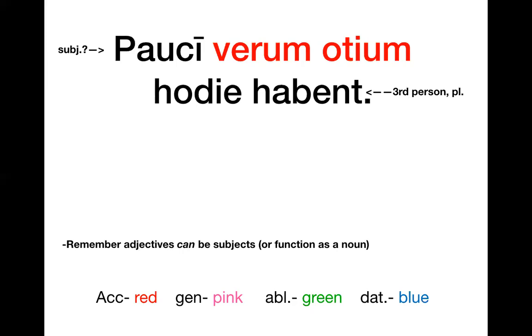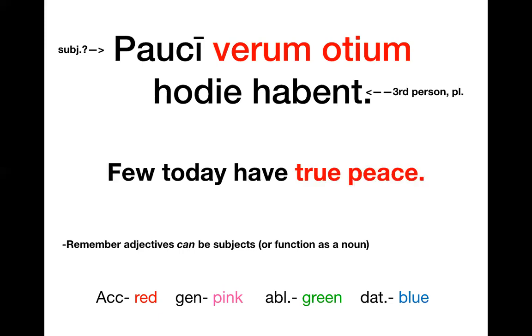But yeah, so otium, y'all understand why Verum is going with otium? Y'all all kind of see why that's happening? The endings are the same, right? Once you figure out that Verus is this adjective that means true, there's really nothing else it could be doing except modifying the word next to it that has the same ending. Any questions on this one?